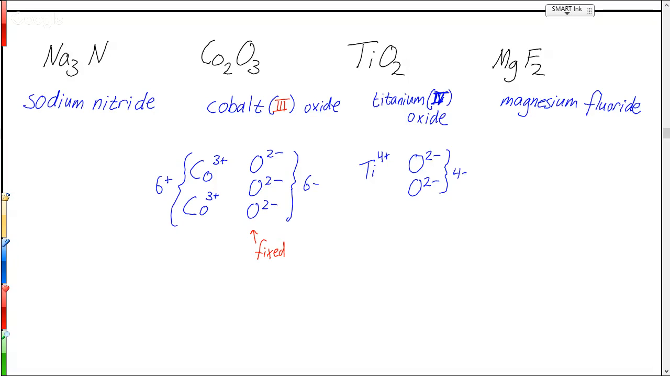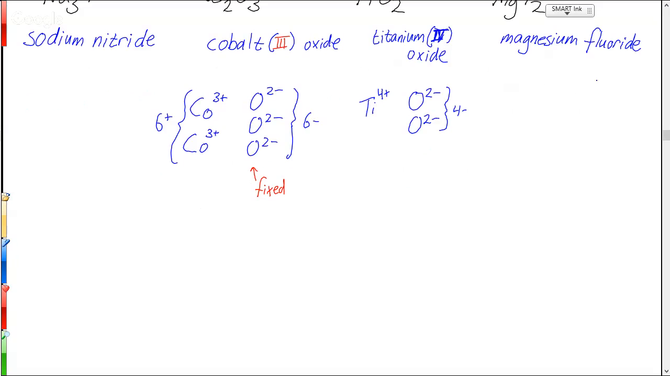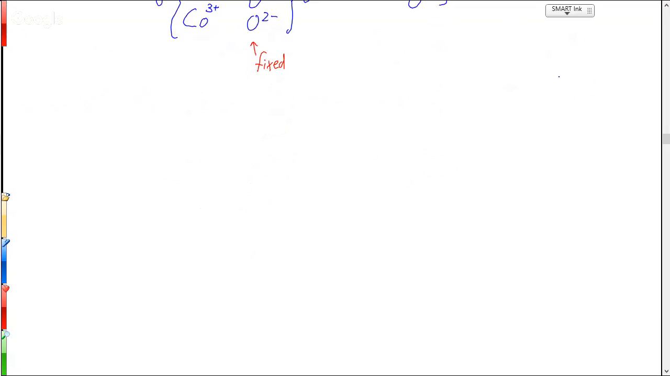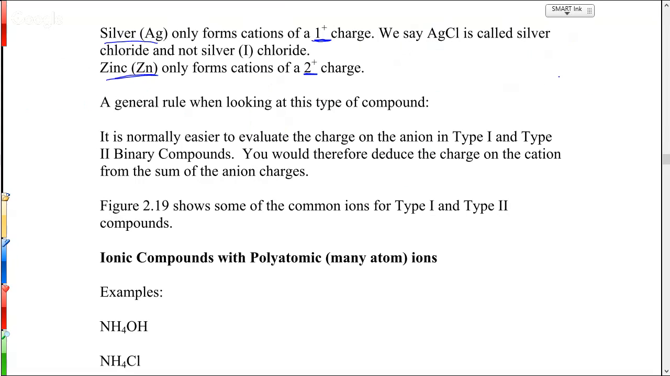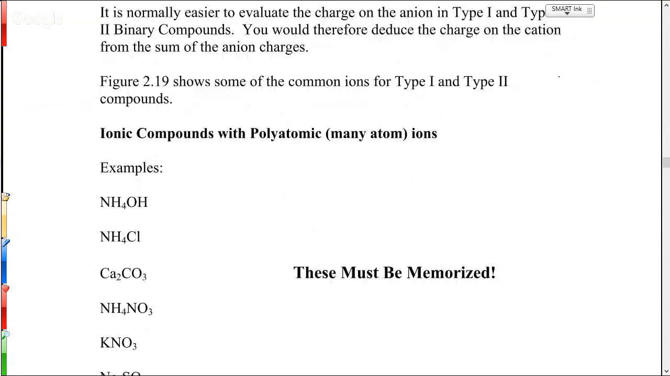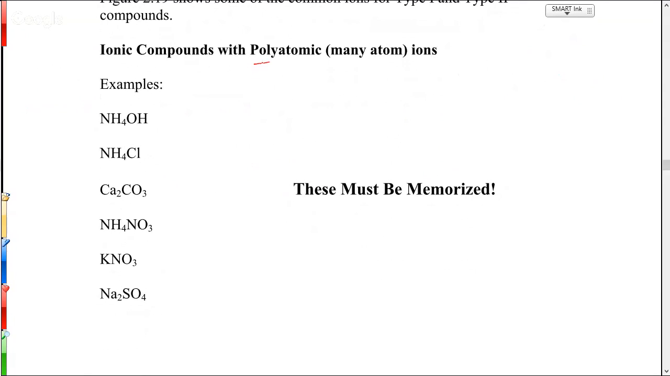All right, so that's the ways of naming ionic compounds. There's one more piece here that we need to put in, and then we'll take a break, and then we'll practice and talk about some of the other kinds of compounds. And that last piece is using polyatomic ions. Polyatomic ions are ions that have more than one atom in them. So things like ammonium and hydroxide.